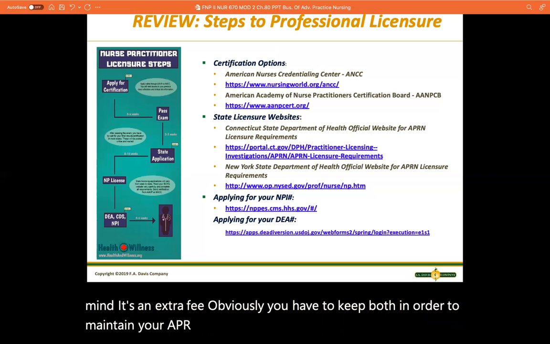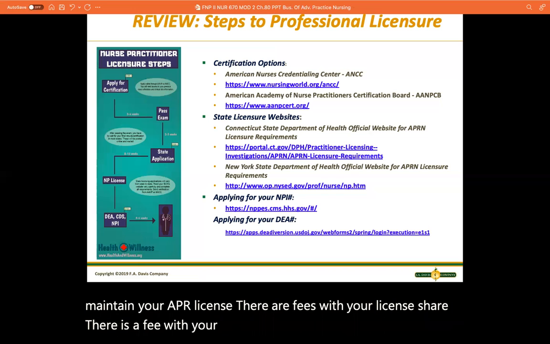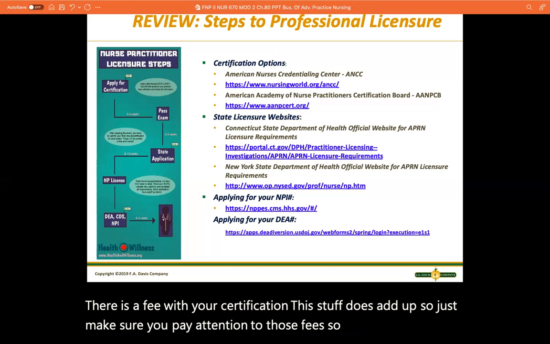There are fees with your licensure. There is a fee with your certification. This stuff does add up. So just make sure you pay attention to those fees so you're prepared for that.